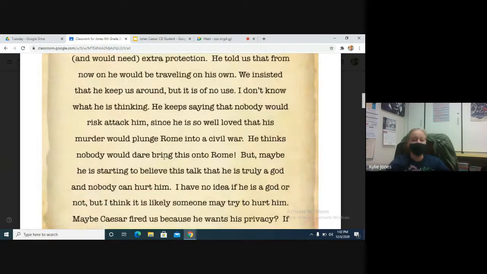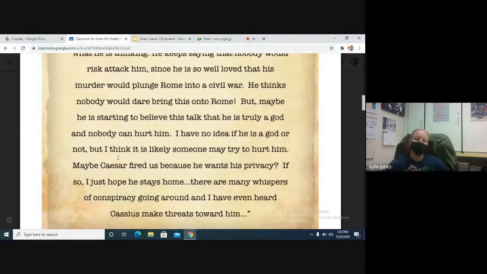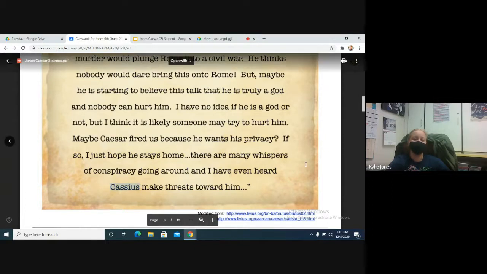He thinks that nobody would dare bring this onto Rome, but maybe he's starting to believe this talk that he truly is a god and that nobody can hurt him. I have no idea if he is a god or not, but I think it is likely that someone may try to hurt him. Maybe Caesar fired us because he wants his privacy? If so, I just hope he stays home. There are many whispers of conspiracy going around, and I have heard Cassius making threats toward him. So Cassius is a new name that we haven't seen, but this person is making threats toward him.